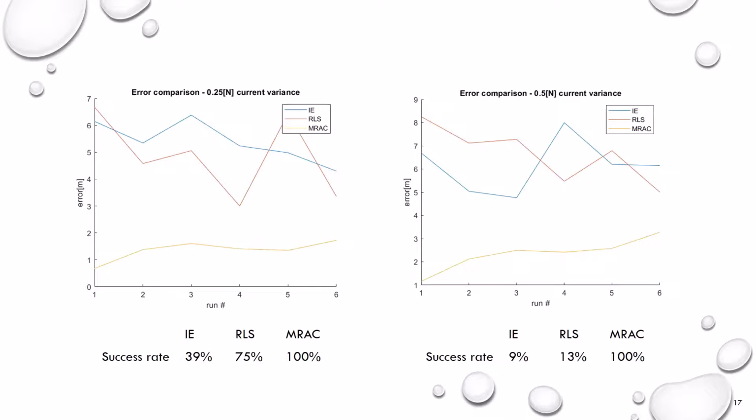When we have the larger terms, 0.25 and 0.5, we can see that RLS begins failing as well. So we suddenly drop from 100 to 75, and then for the larger value, we actually have a dramatic drop to 13%, and IE also in the single digits at that point. MRAC, however, manages to have 100% success rate and keeps the average error very low still.